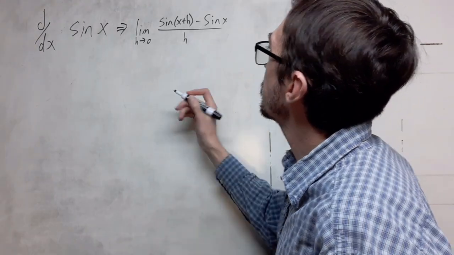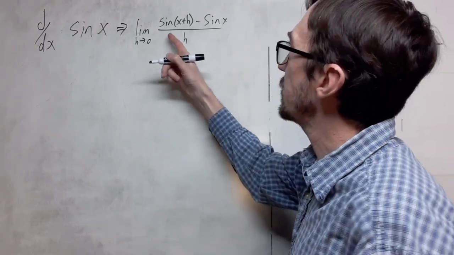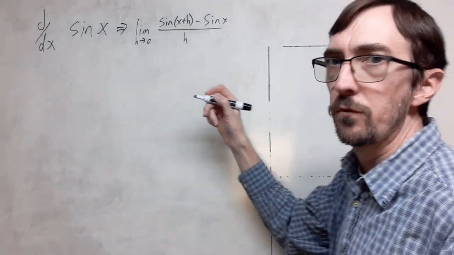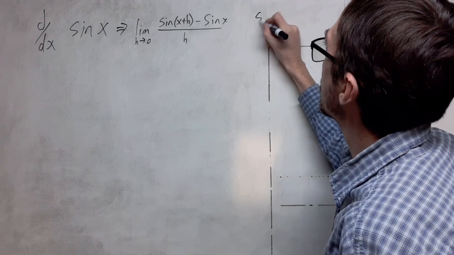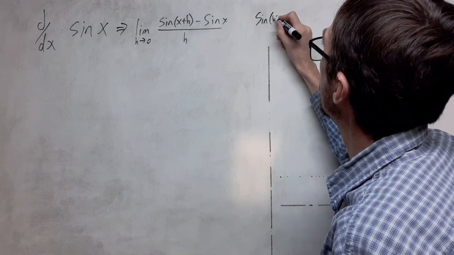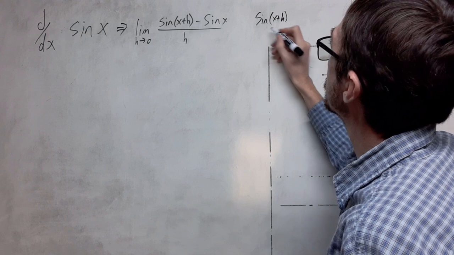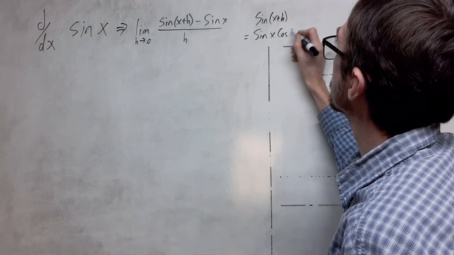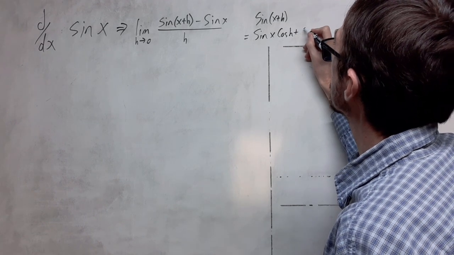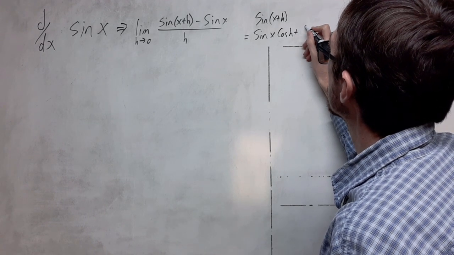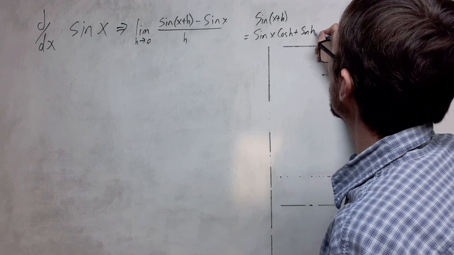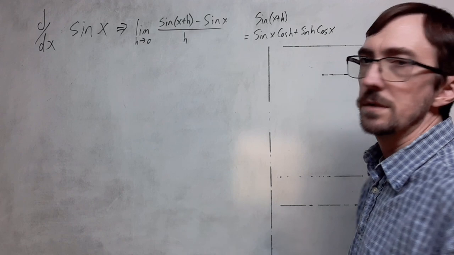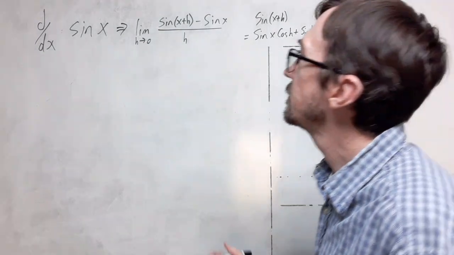In the numerator here, we are going to need to apply the sine angle sum formula. Over to the side here, we're going to look at the sine of x plus h is going to be equal to the sine of x cosine of h plus the sine of h cosine of x. We're going to substitute that in there.